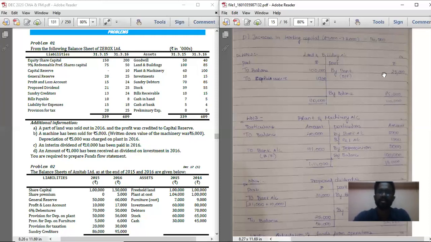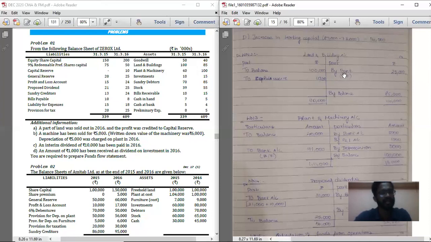What is the closing balance? 85,000. So remaining balance is nothing but sales value. That is sale value of land and building. So 1,10,000 minus 85,000. Below that, on the credit side, record by bank, within bracket balancing figure. It is nothing but by bank.